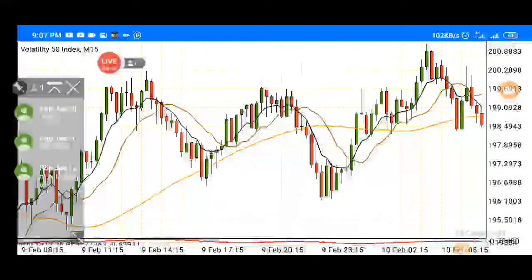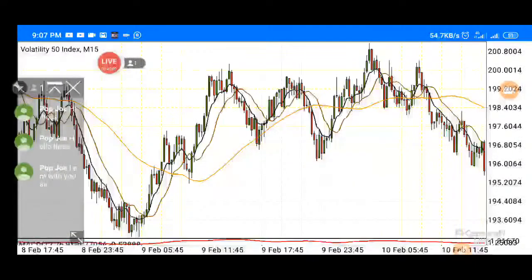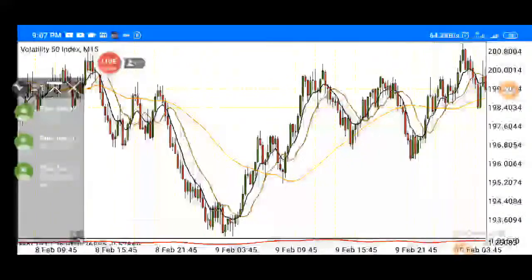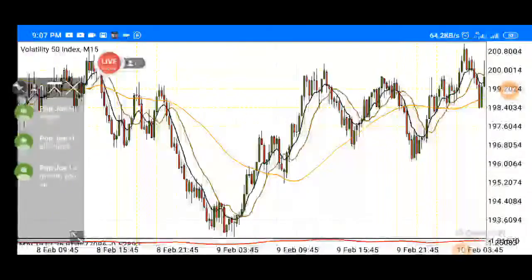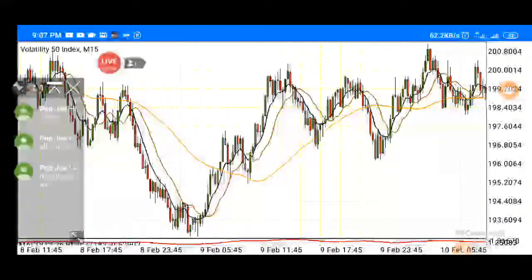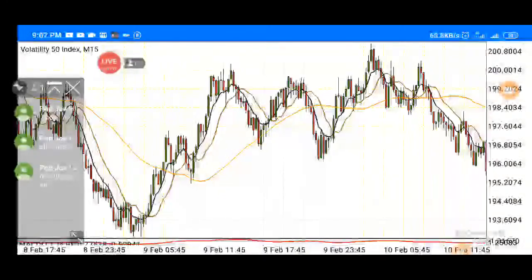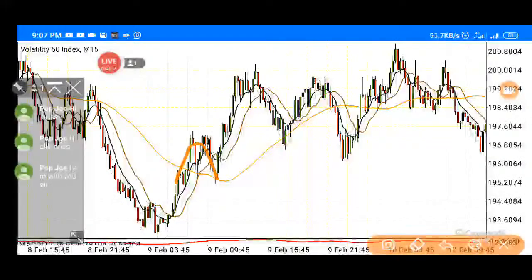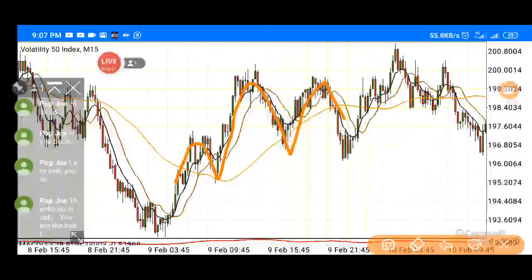Okay, I explained something to you the other time about head and shoulders, when head and shoulder fails. Okay, this is a double. This looks like a head and shoulder, but can we regard this as a head and shoulder?